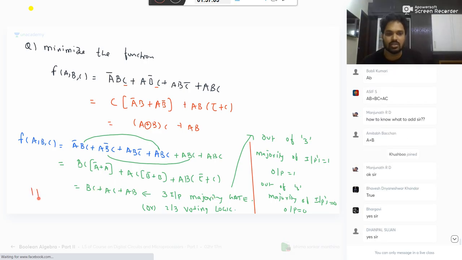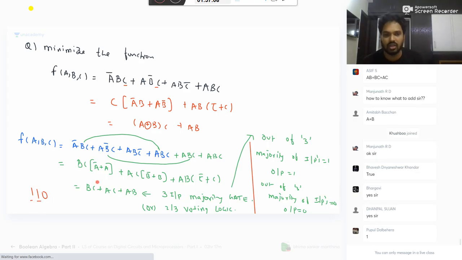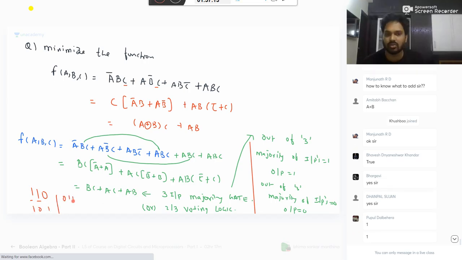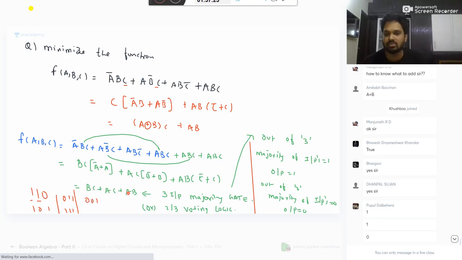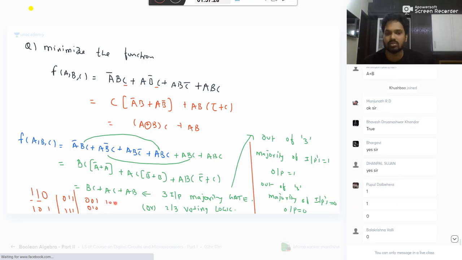Suppose your input is 1 1 0. Here A and B are 1s, so you will get output equal to 1. If your input is 1 0 1, then also you get output 1. If your input is 0 1 1, you will get 1. 1 1 1, you will get 1. But if your input ABC is 0 0 1, here BC is 0, AC is 0, AB is also 0. So in this case, your output is 0. For this also 0. 1 0 0 also 0. All zeros also 0. So majority of inputs are 0, output is 0. Majority of inputs are 1, your output is 1. That's why it is called majority gate.